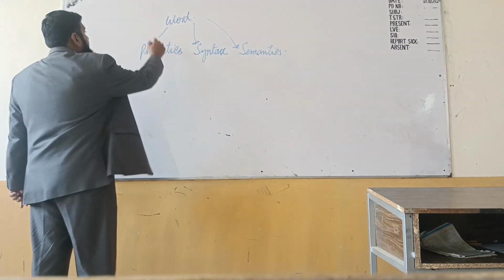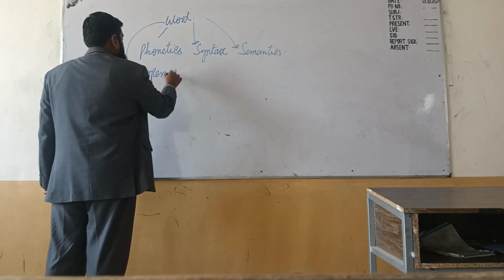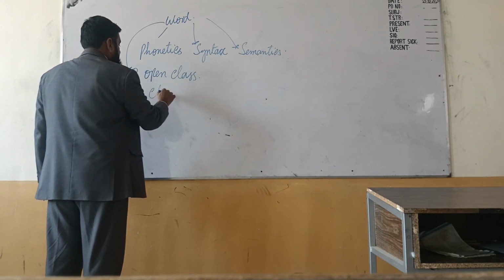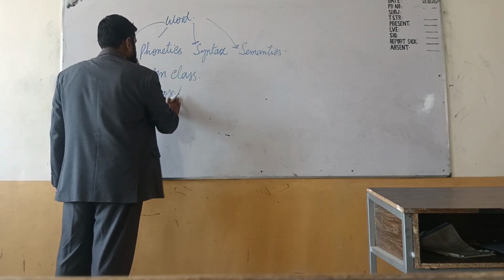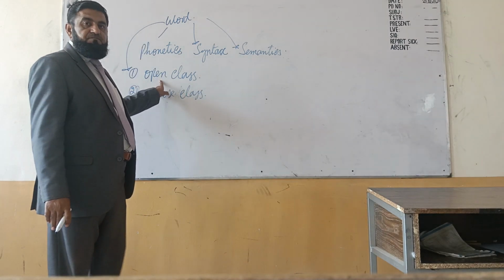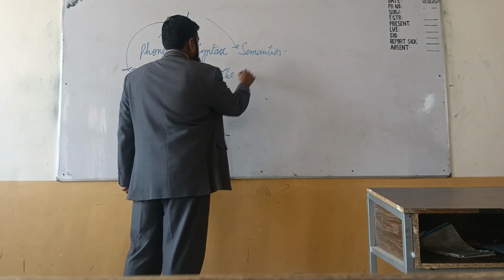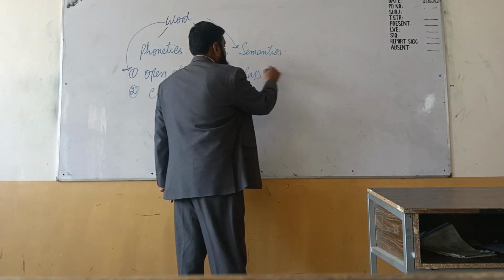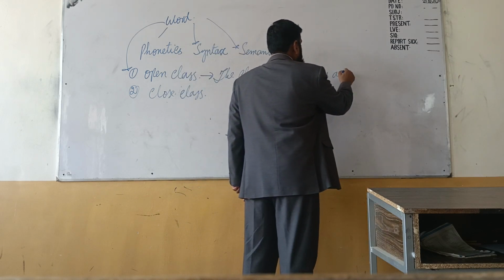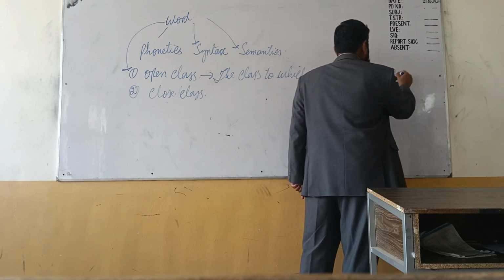Words basically have two classes. One is called open class, and next is called closed class. What is open class? The class to which new addition is possible.